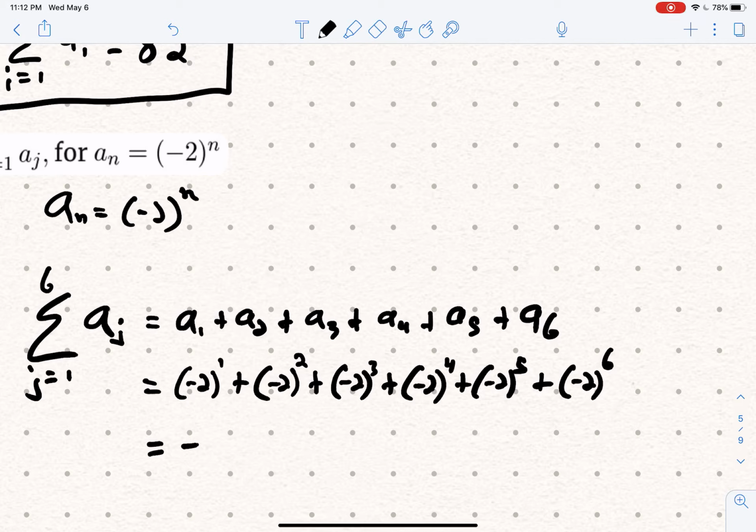Negative 2 to the power 1 is negative 2. Negative 2 to the power 2 is positive 4. Negative 2 to the 3 is negative again, it's minus 8. And then it's going to go plus 16, minus 32, plus 64.